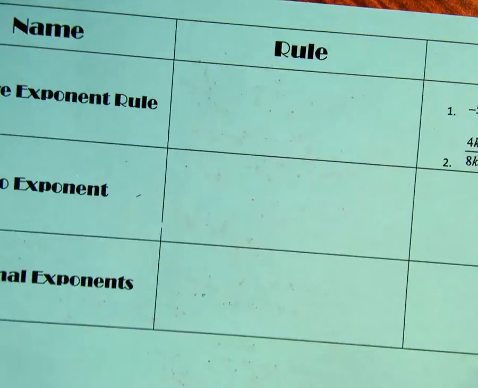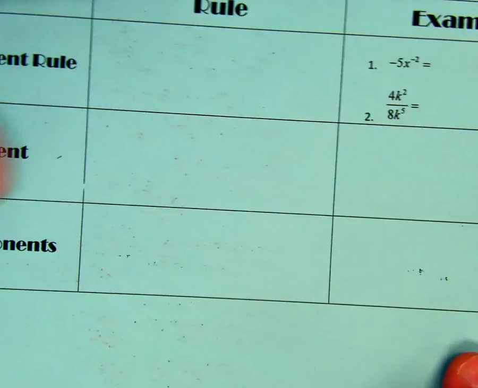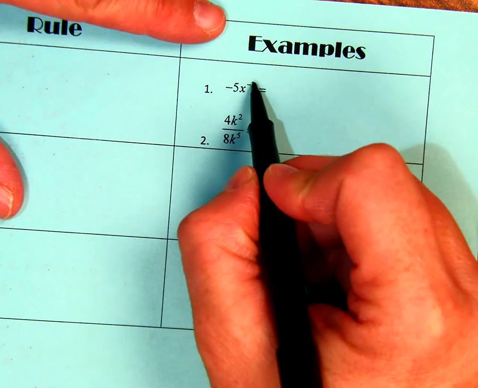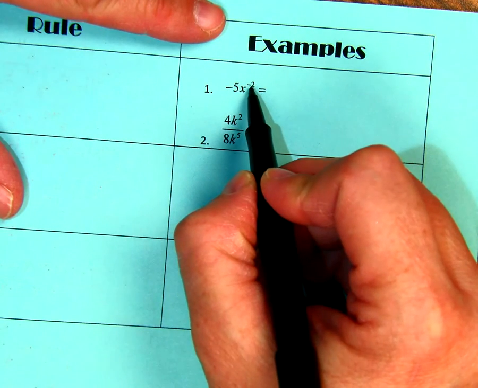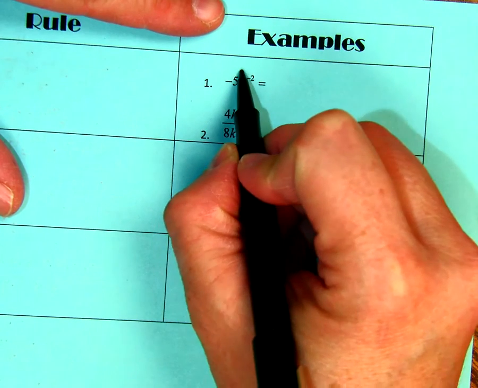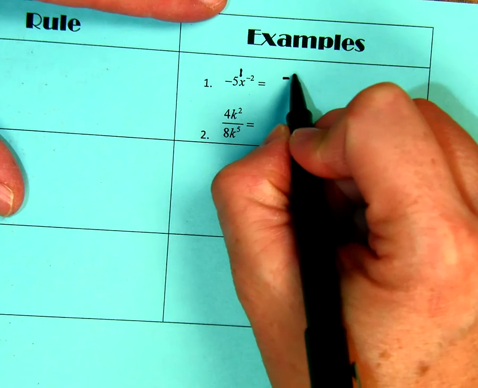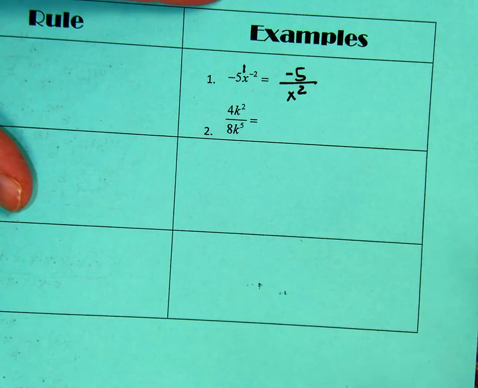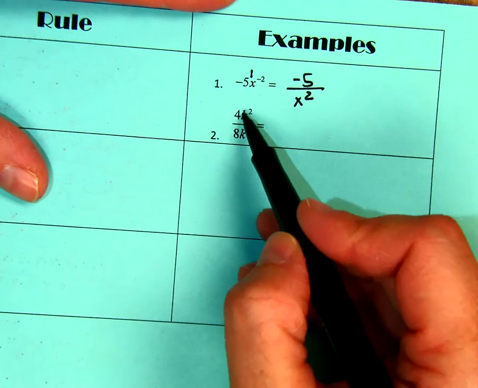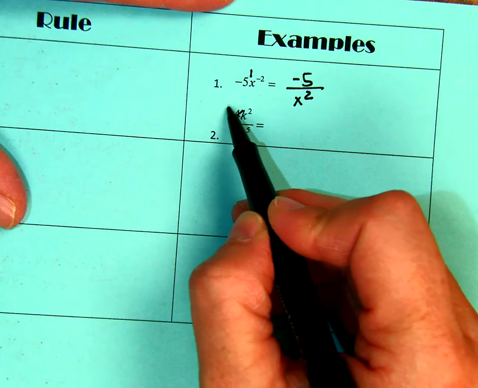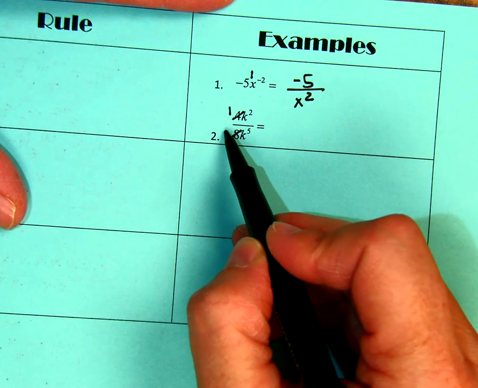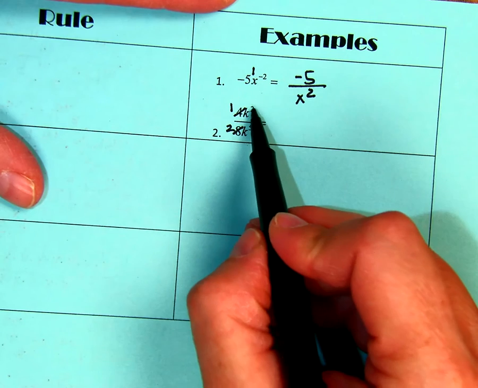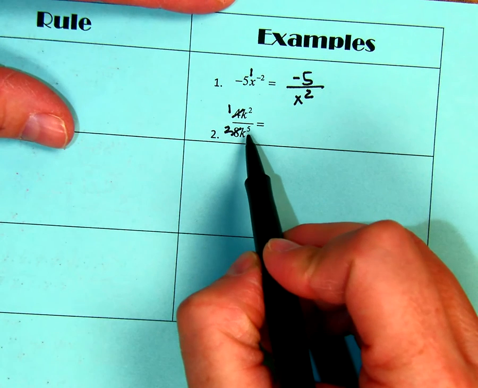On the back side, these are ones that we've already done. I'm going to go ahead and just do these examples since they're already here. This x is the only one with a negative number. So the negative 5 actually has an exponent of 1, so it does not move. But then the x goes to the other side of the fraction and becomes a positive exponent. On this one, we have a 1 and a 2. When we simplify 4/8, we have 3 k's on top and 5 k's on the bottom.